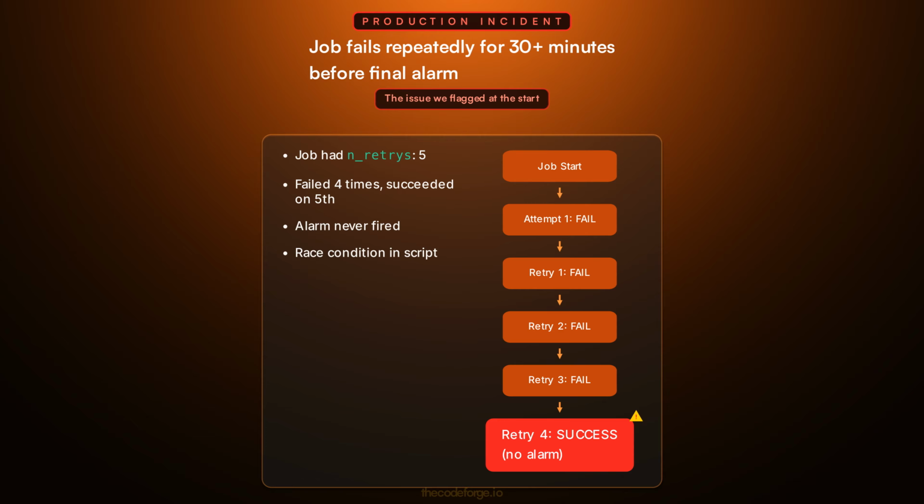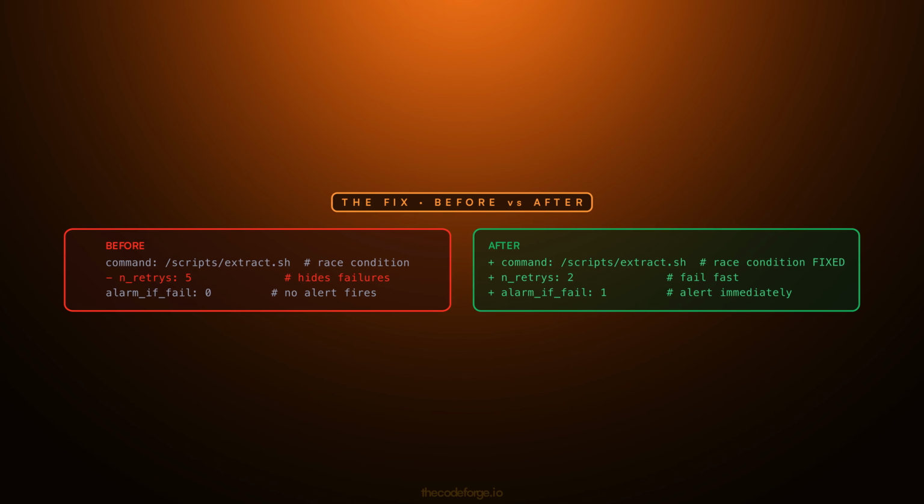The root cause was a race condition in the script. It deleted a temp table before committing the final write. Under load, the table disappeared mid-read, causing an error. By the 4th retry, load had subsided, so it succeeded. The extract script had a race condition. Nretries 5 kept retrying silently until one attempt slipped through, alarm if fail was off, so nothing ever fired.